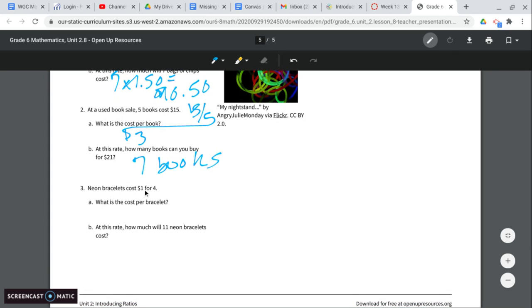Neon bracelets cost $1 for 4. What is the cost per bracelet? Well, if we take 1 and divide it by 4, we get 0.25, so it's 25 cents per bracelet. At this rate, how much will 11 neon bracelets cost? So 11 times 25 cents is going to give us $2.75.